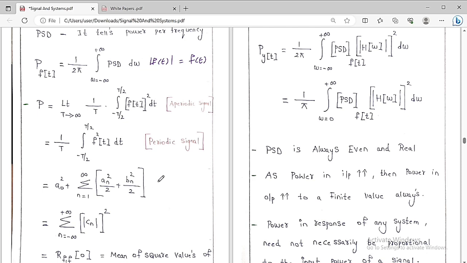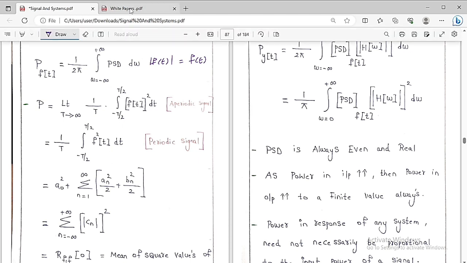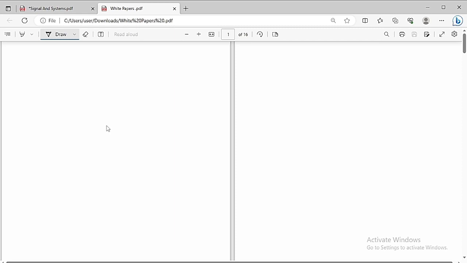You know the trigonometric expression: f(t) is equal to a naught plus sigma n is equal to 1 to infinity a n cos n omega naught t plus b n sin n omega naught t. I've already told you, right? Just find the RMS value for each and every component and do the square. Let me write the expression of the trigonometric Fourier series for a periodic signal: a naught plus sigma n is equal to 1 to infinity a n cos n omega naught t plus b n sin n omega naught t.